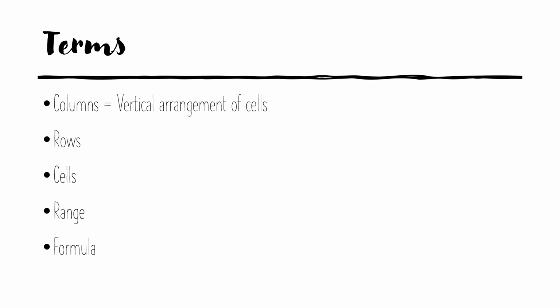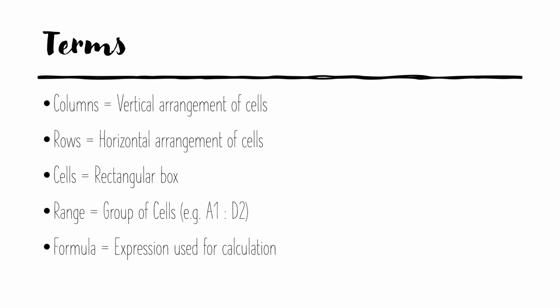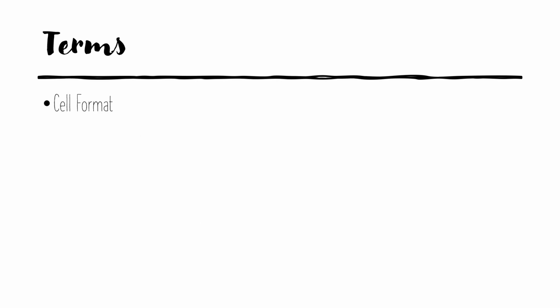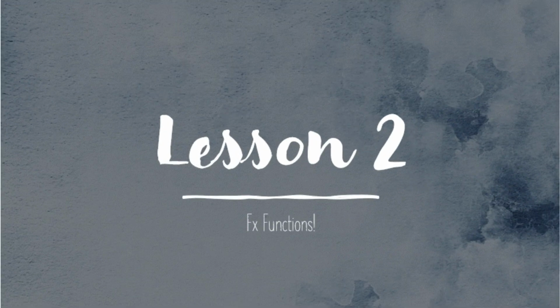Now that was a quick introduction to the basic terms in Excel. To summarize, we learned about columns, rows, cells, ranges, and formulas. We also learned how to change cell formats and to autofill multiple cells quickly. In the next lesson, we will learn more about functions that make our lives so much easier.